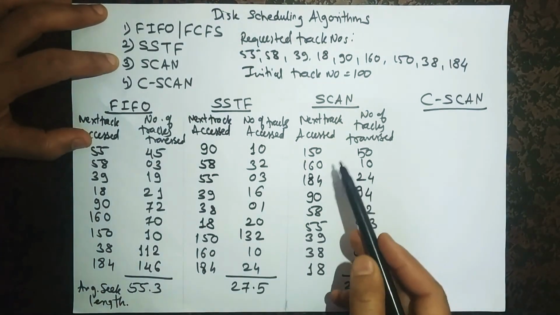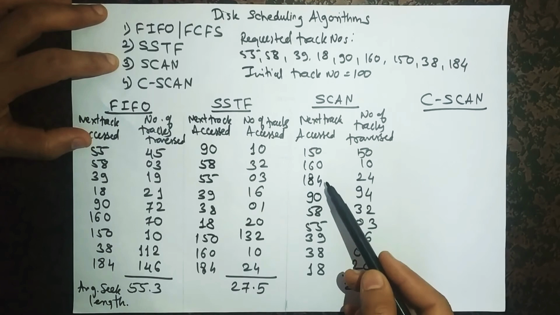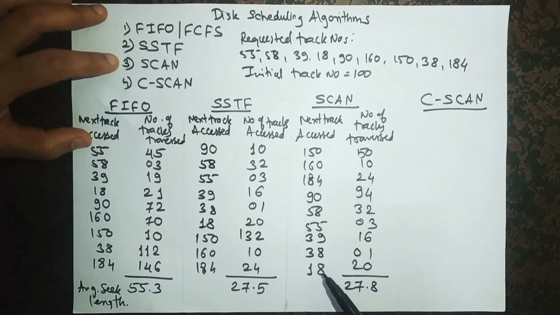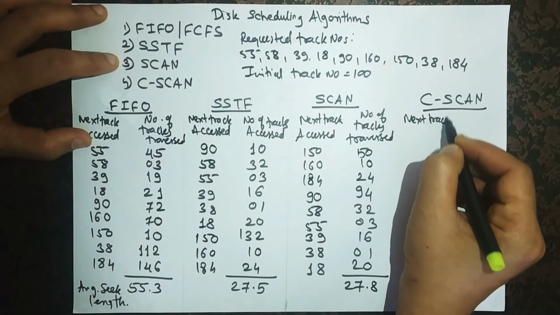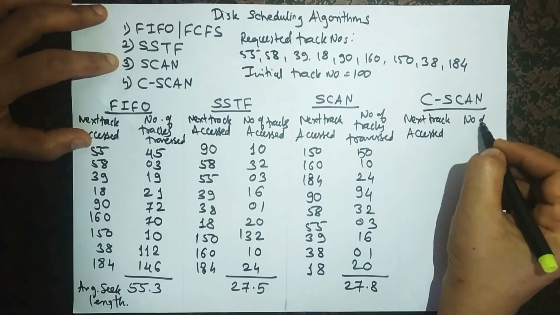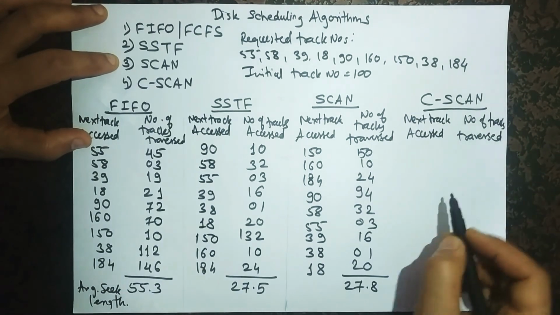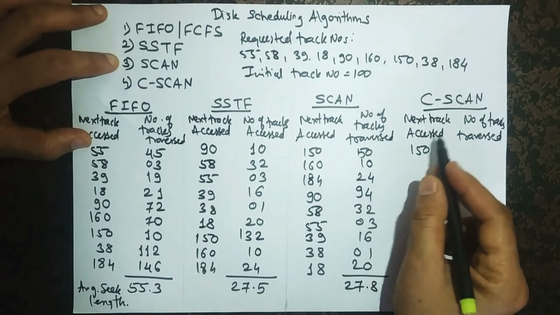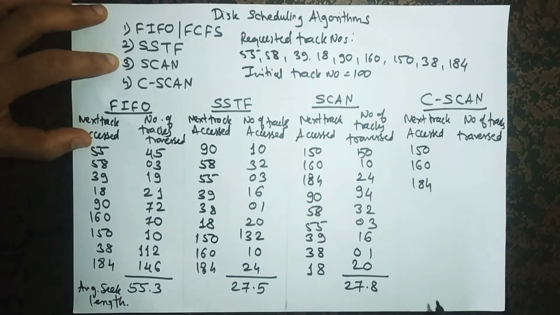It works initially like a scan. It goes in increasing direction once, and then it goes to the minimum and then again in increasing order. So it goes in increasing order in any case. Okay. So again I will write here next track accessed and number of tracks traversed. So here initially it is going from 100 to 150, then 160 and then 184.